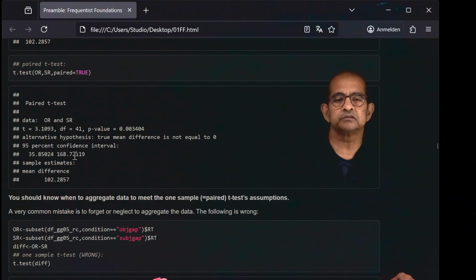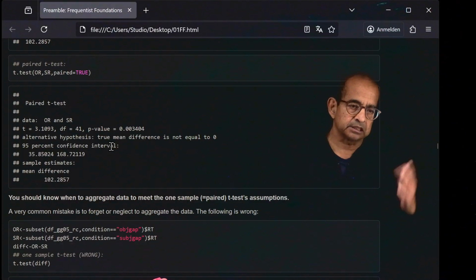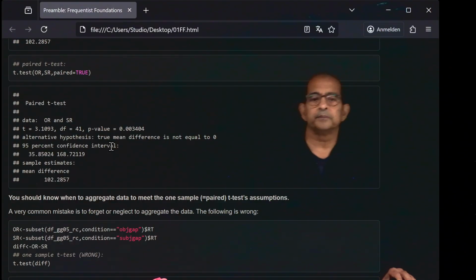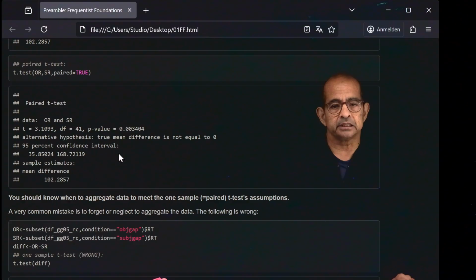The confidence intervals would also have the opposite sign, but the p-value would be unchanged, and the absolute value of the observed t-value would be unchanged as well. The absolute value of the difference of the means would be unchanged as well. It's just the sign that would change, right?